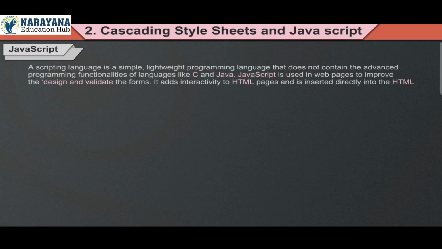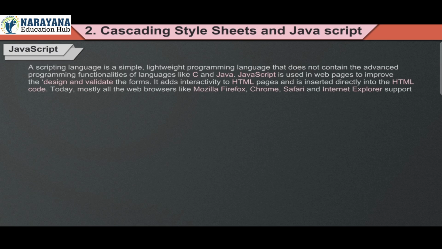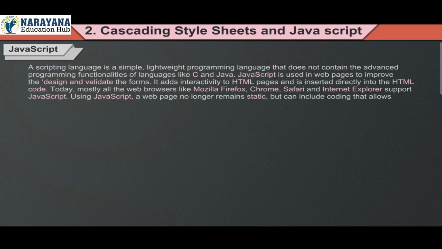It adds interactivity to HTML pages and is inserted directly into the HTML code. Today, mostly all the web browsers like Mozilla Firefox, Chrome, Safari, and Internet Explorer support JavaScript. Using JavaScript, a web page no longer remains static but can include coding that allows interactivity with the user, control the browser, and dynamically create HTML content.